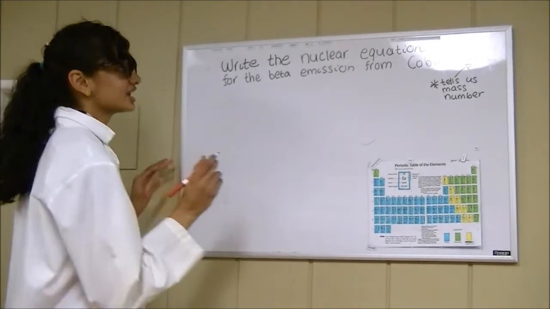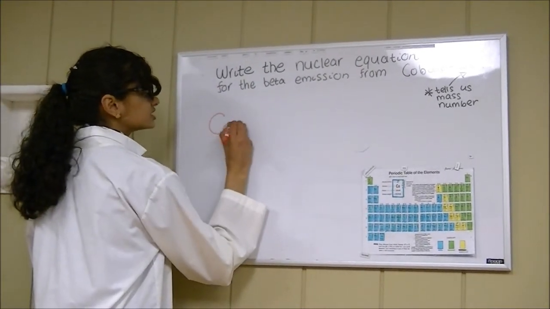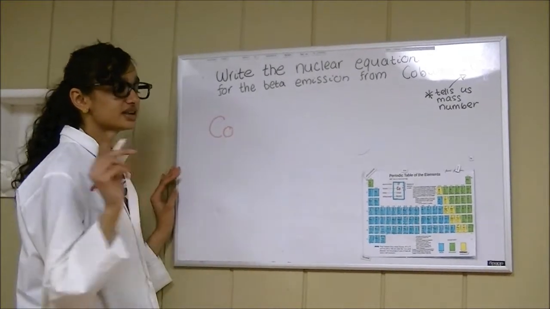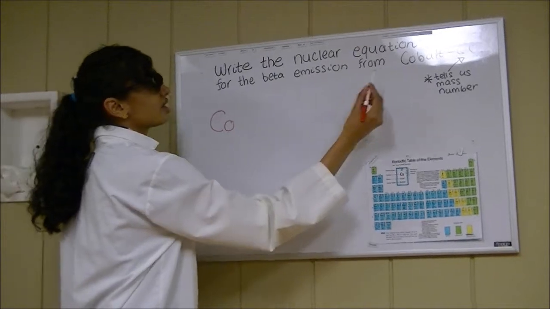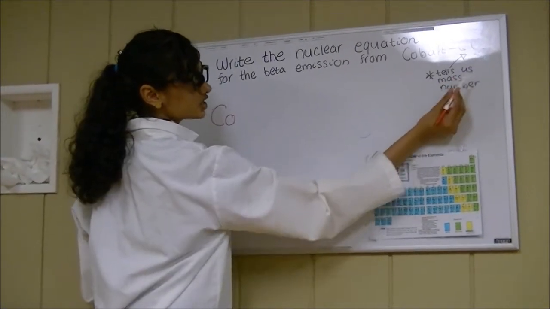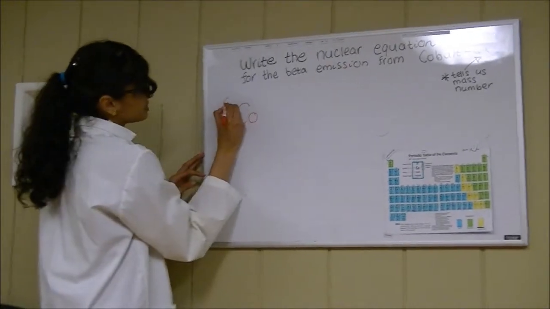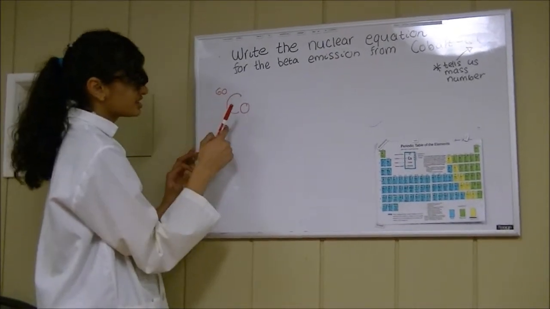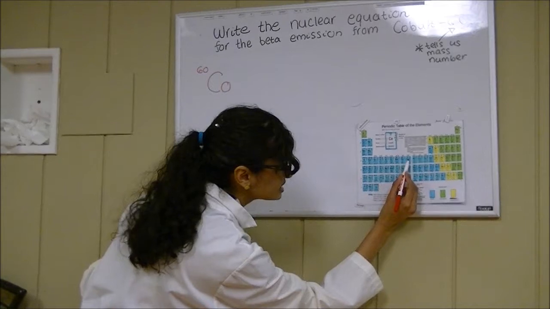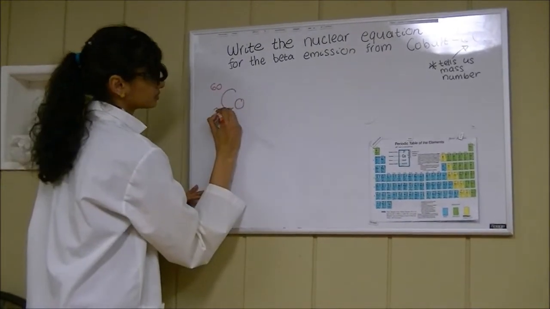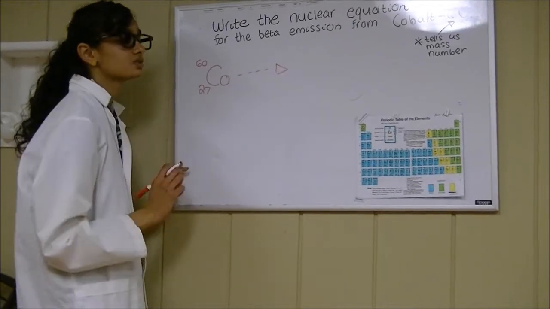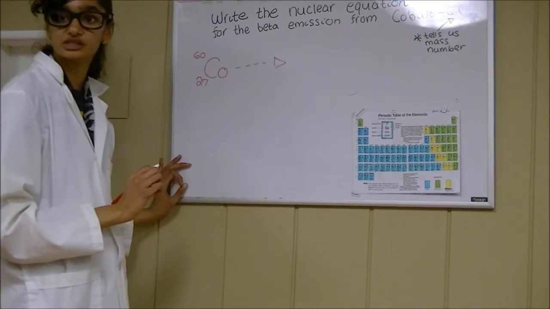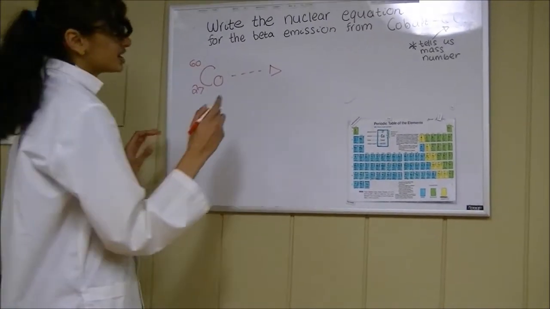First, on the reactant side, we write Co for cobalt. And a side note about that, as the question asked for the beta emission from cobalt-60, the 60 here tells us the mass number. And now we can write the mass number there, and the atomic number, which says it is 27. Now we write the arrow associated with chemical equations, and then we draw the beta particle.